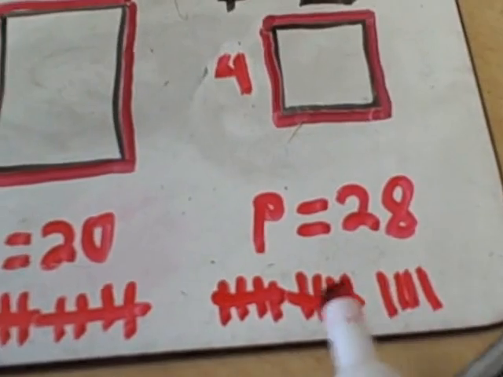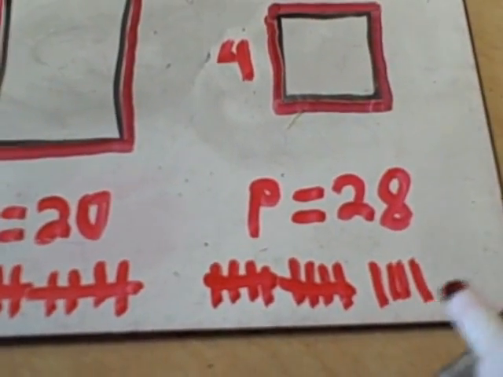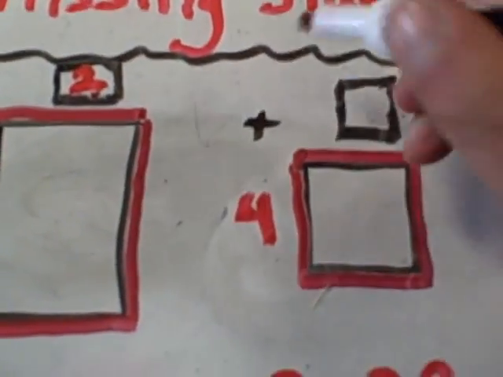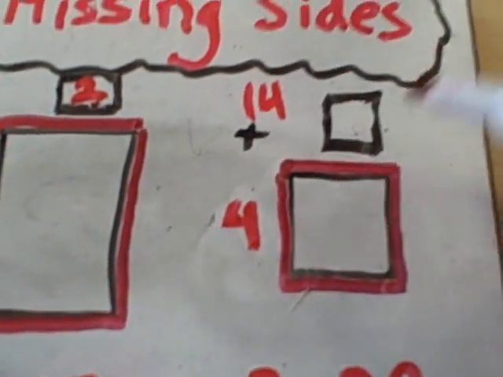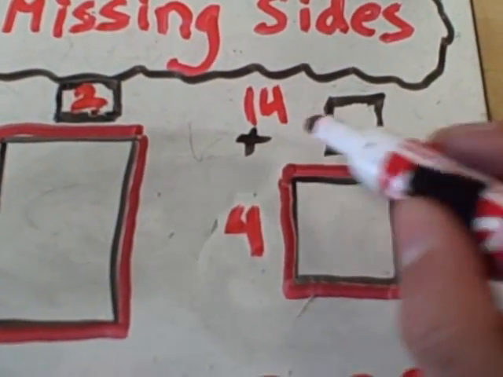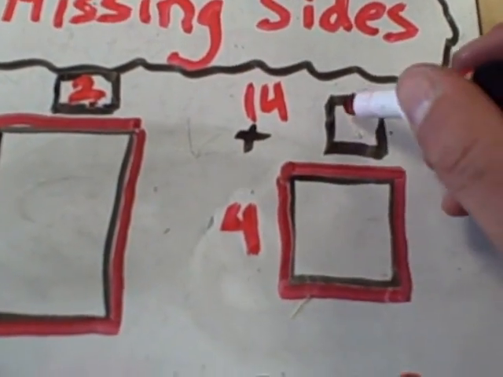Okay, well this time how many 2's did I count? 10, 11, 12, 13. I got 14 2's there. I counted 14 2's. So my answer up here is going to be 14. Well, listen, I know this is 4, and if these two together make 14, then what's left over? 10.